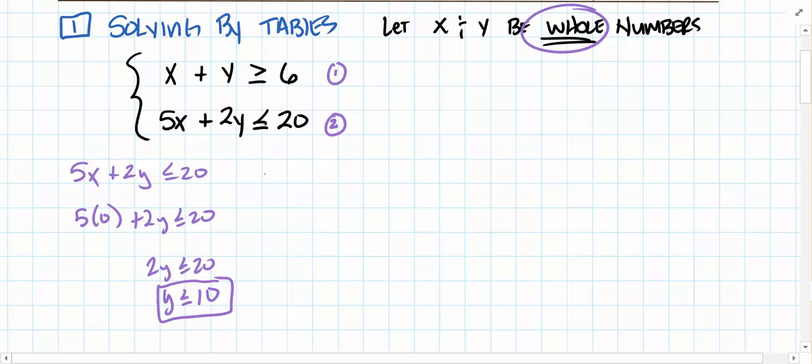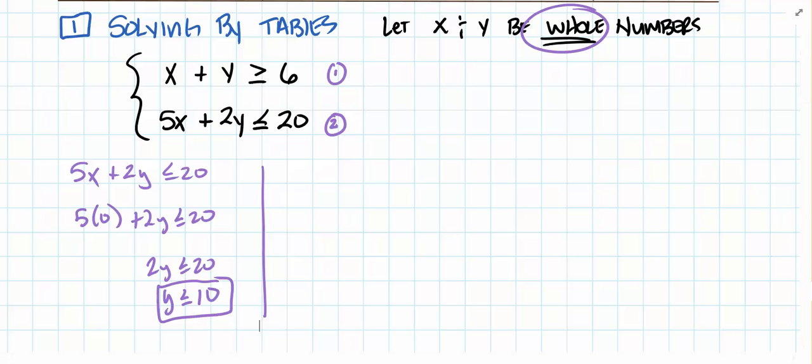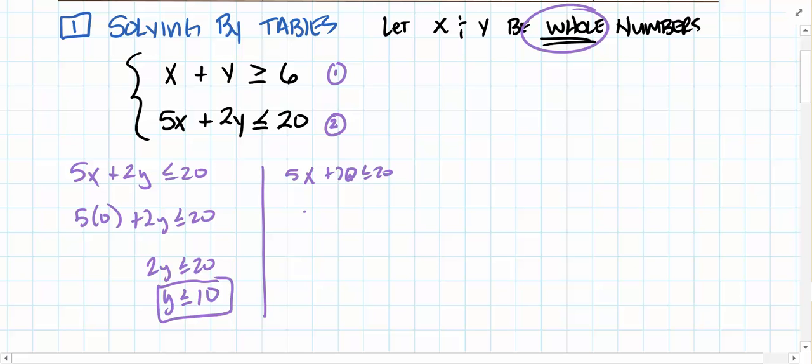Okay. Let's go the other way now. What's the smallest y could be? 0. So 0 plus 2y, I mean 5x plus 2y, has to be less than or equal to 20. And if y is 0, then I get this: 5x is less than or equal to 20. So x has to be less than or equal to what? 4. Okay, so there we go. The biggest x could be is 4, and the biggest y could be is 10. Does that make sense so far?